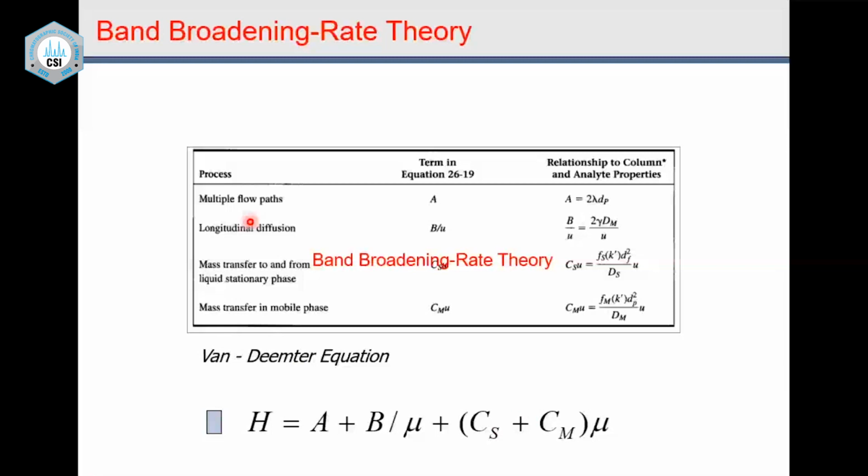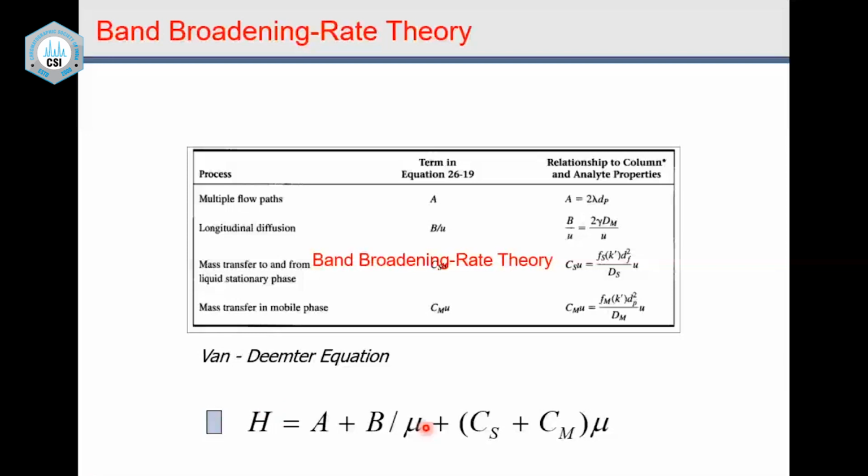These are called the multiple flow path, A; the longitudinal diffusion, which is given by B; and then there is mass transfer to and from the liquid stationary phase, denoted by CS, and mass transfer in the mobile phase, denoted by CM. So these factors are important, and if these factors are less, then only you have a lower value of H, which means the number of plates is higher, and that means column efficiency is good. The height of the theoretical plate has to be small, and all these factors add to that.